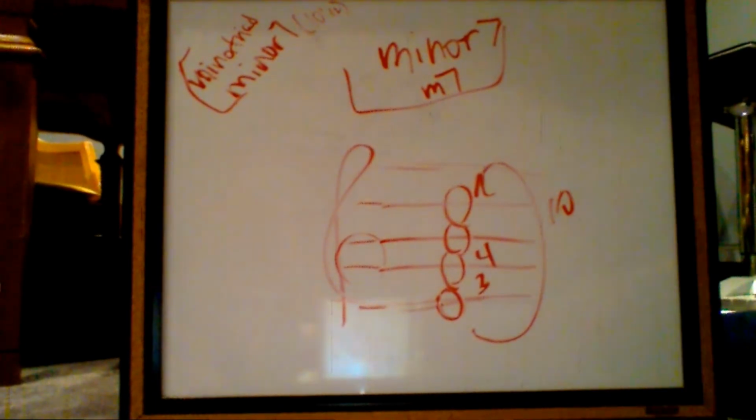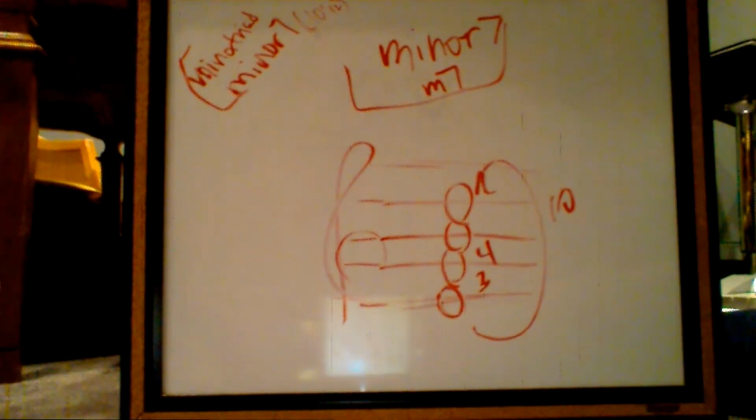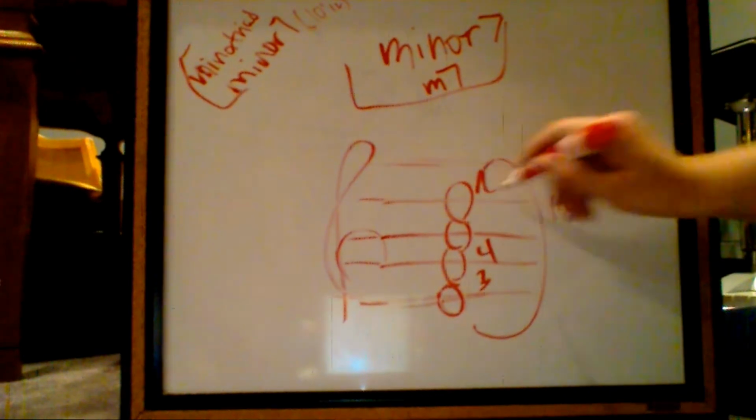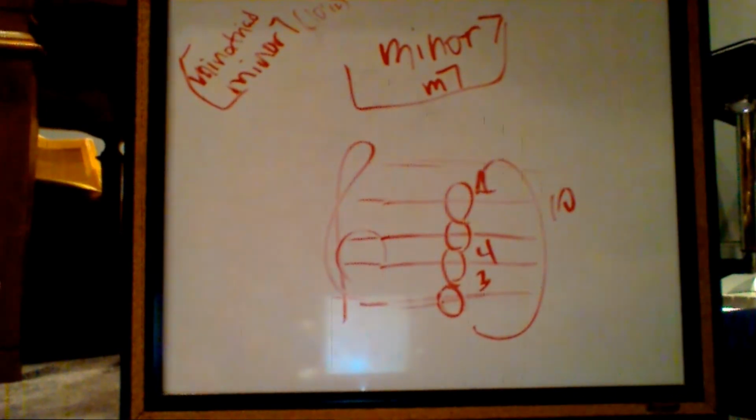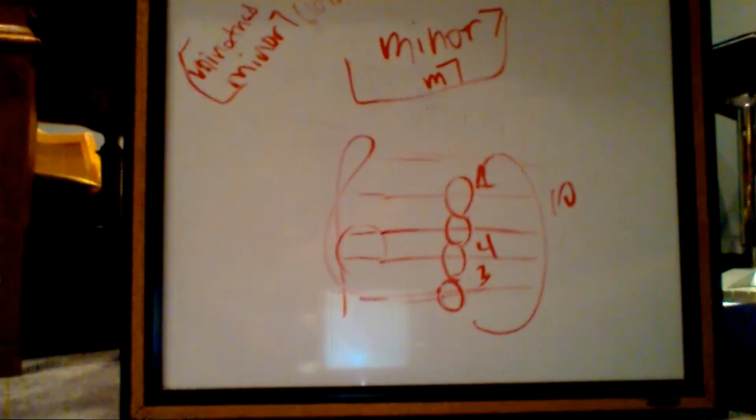So this is just what it is for a C minor 7th, without all my numbers and arrows that don't look like arrows. And that's pretty basic and easy. That's how you do a minor 7th.